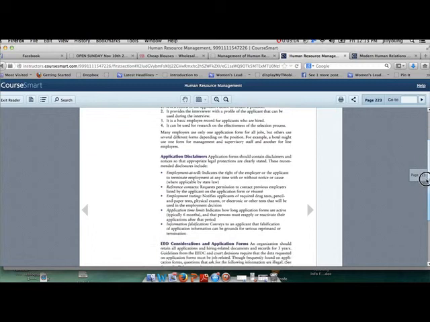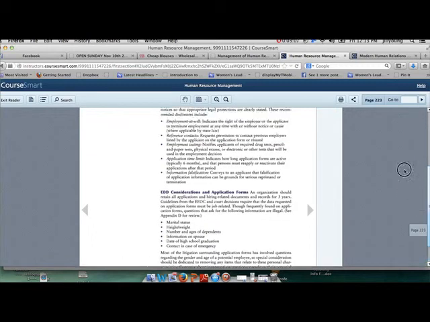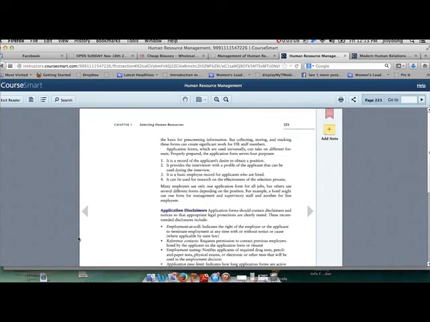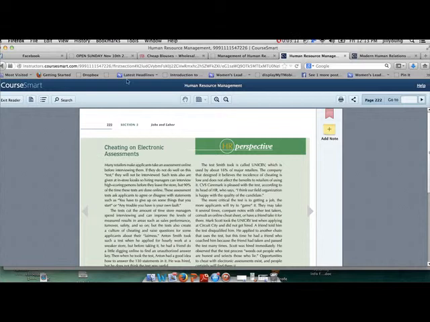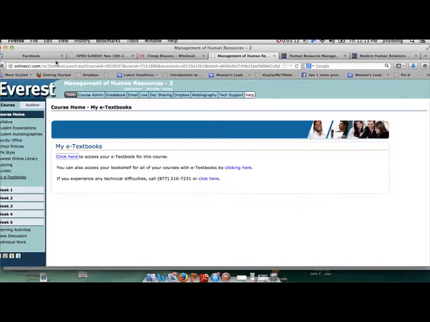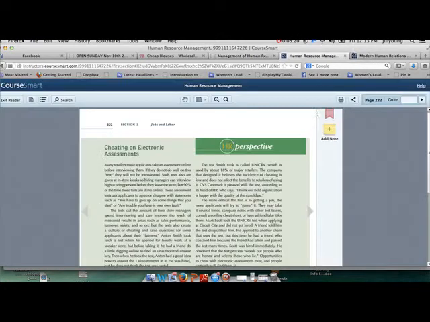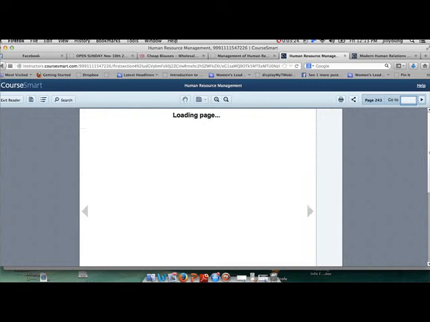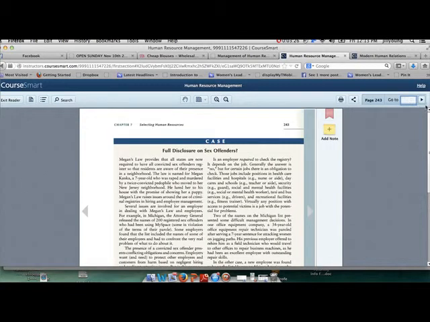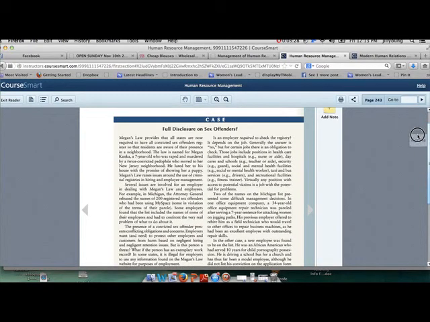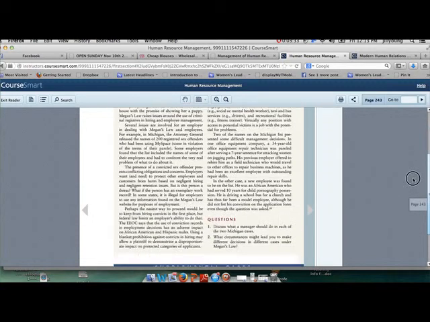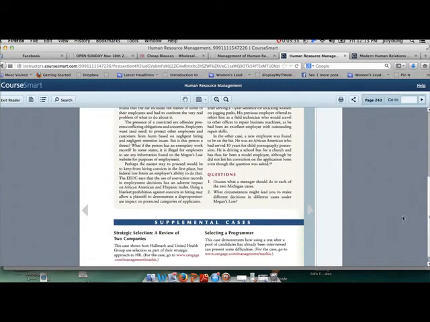All right, let's see. All right, I'm sorry. I think I lost my place. 243. That's wrong. Sorry. 243. See, I can't even remember what page it was either. Okay. In case you're having any trouble remembering. Future disclosure on sex offenders. Read this and answer these 2 questions.